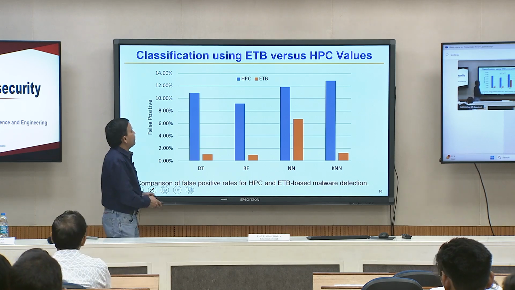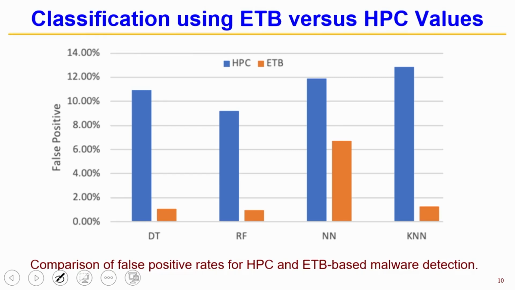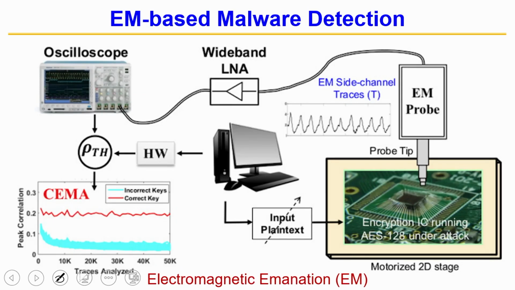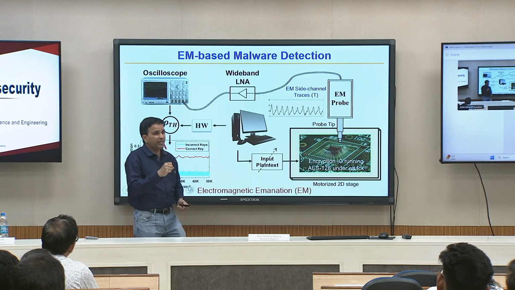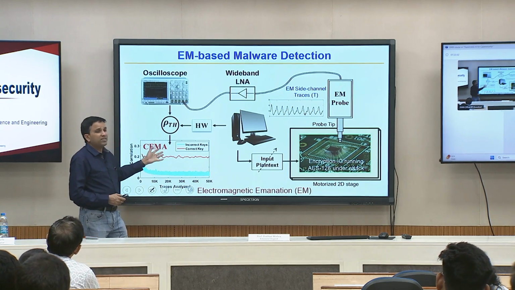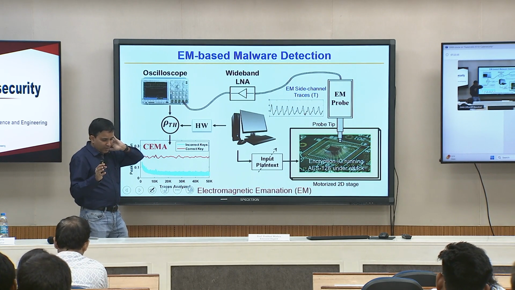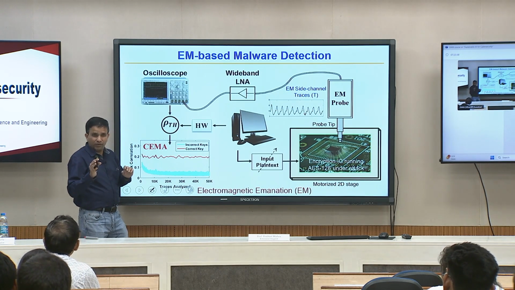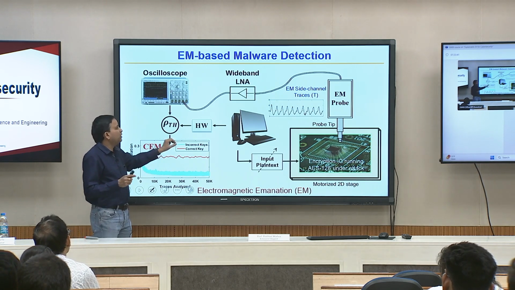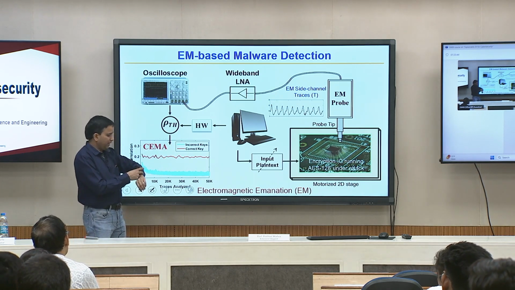Now, of course, if you do just HPC, hardware performance counters, or ETB, depending on the architecture, ETB tends to do well in most cases, and false positives are less. Now I want to move from functional malware detection, or machine learning algorithms using functional values as input, whether ETB or HPC, to the electromagnetic side channel. Dr. Karfa will talk about side channels tomorrow, but today I just want to give a little bit of a start to connect the dots for malware detection.